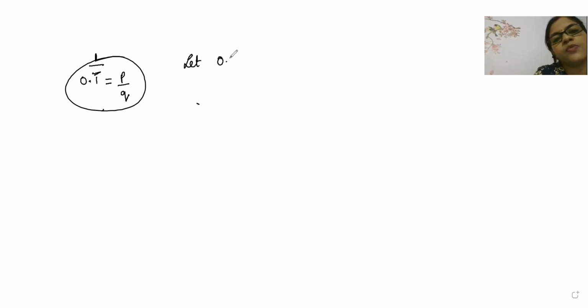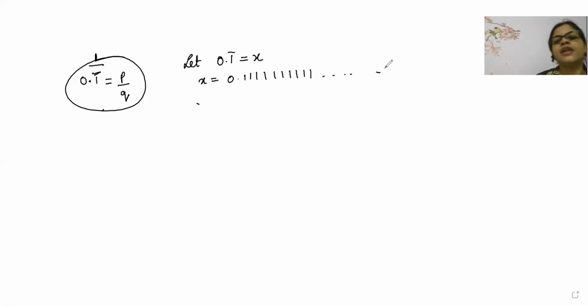Let 0.1 bar be equal to x. That means x is equal to 0.1111111111, and it will keep on going. We will take this as equation 1. Now multiply both sides by 10.